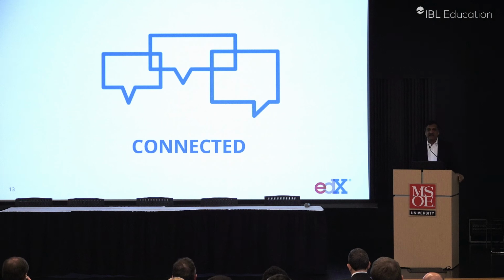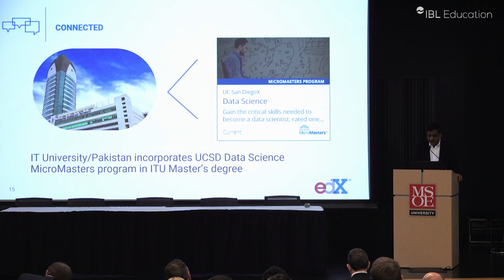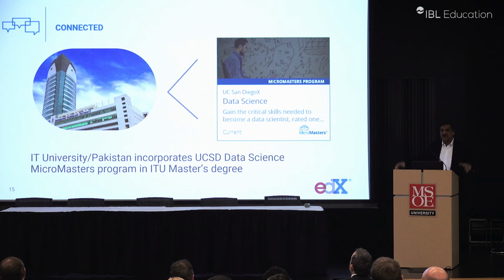The next kind of learner is connected. So many of these learners are connected to place. They might be in a university. They are connected to their locality. And so they need to be learning while they are staying connected to wherever they are. So here is one example. So the IT university in Pakistan brings together students in the university. And so these students are connected to their university.